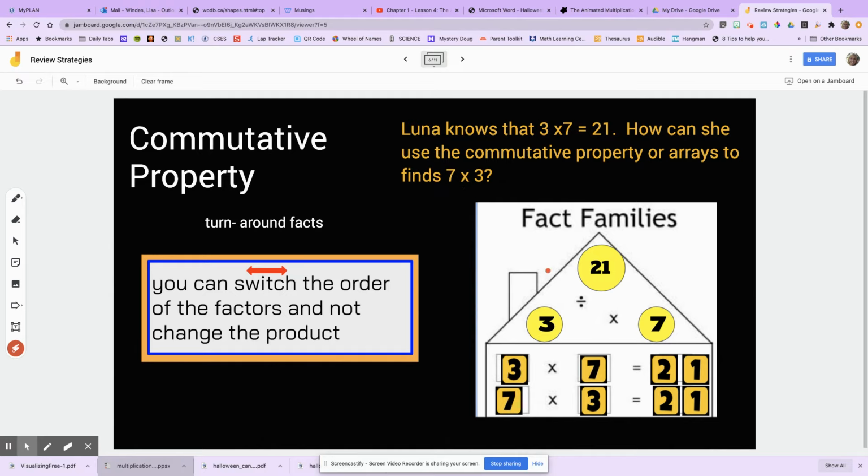So if I look at it with the commutative property, I'm back to that fact family again, that if I know that 3 and 7 makes 21, then I can also switch those orders, right? I'm going to put 3 and 7 and switch the order, because switching the order of the factors will not change my product. So let's say I know my 3 times tables really well. Well, I can use that to know my 7s.